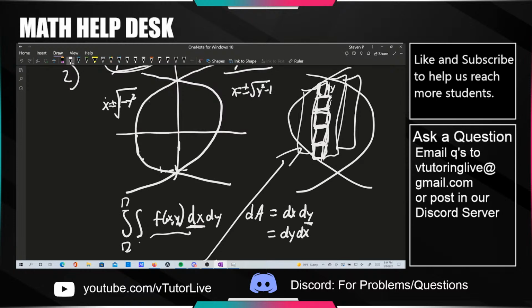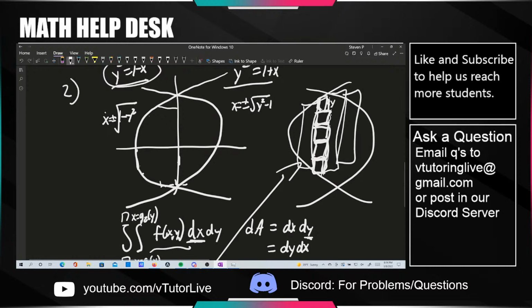So yeah, we want some function, let's call it x is equal to g1 of y, and x is equal to g2 of y. And we basically just got to figure out a way to express that x goes from here to here, right? So let me figure out which of these four things. So we basically have four functions, right?